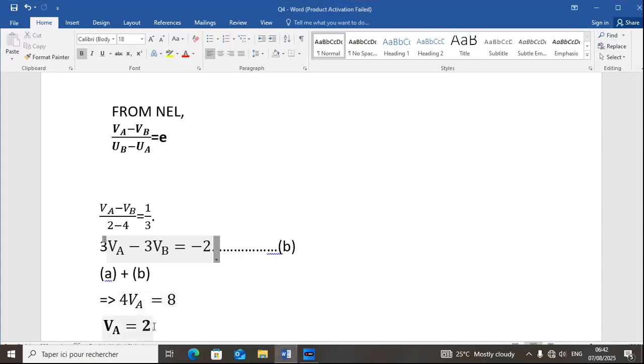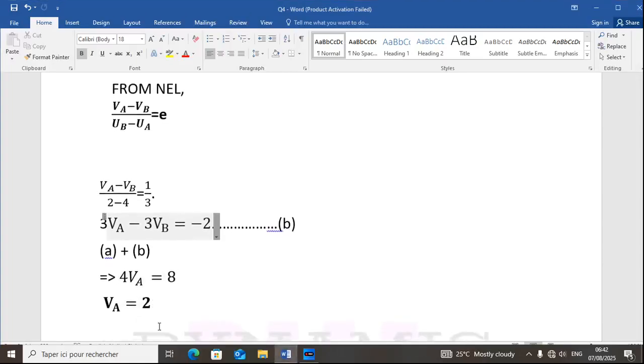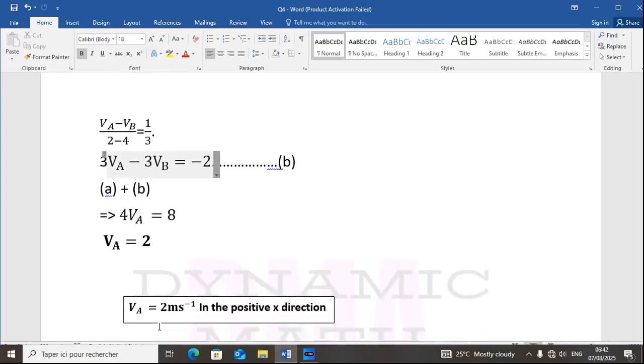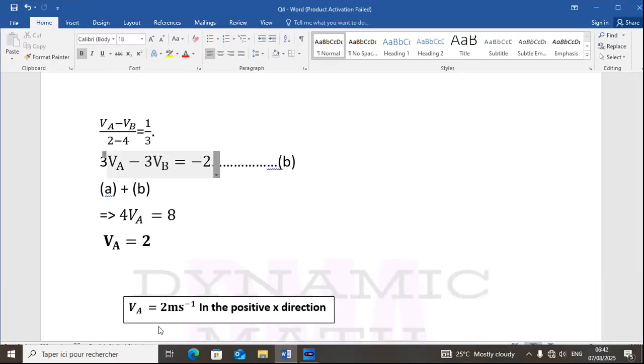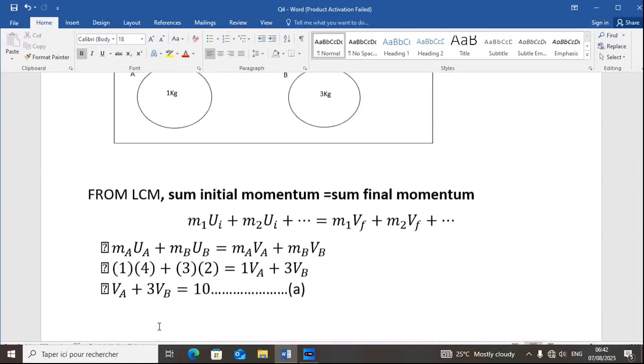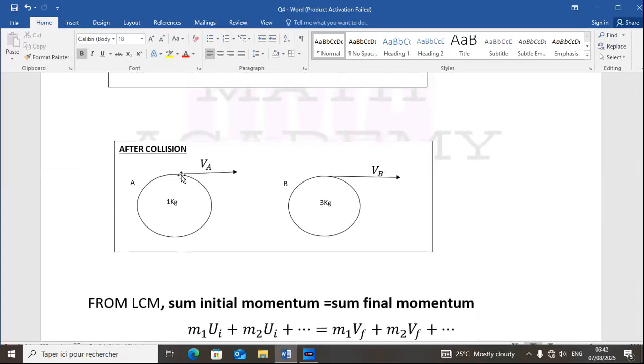So it means that the velocity of sphere A is actually 2 meters per second in the positive x direction. So that means the direction we chose was actually good. So this is the final direction, the direction of sphere A after the collision. So after colliding, the velocity is going to reduce to 2 meters per second and it will be going in the same direction.